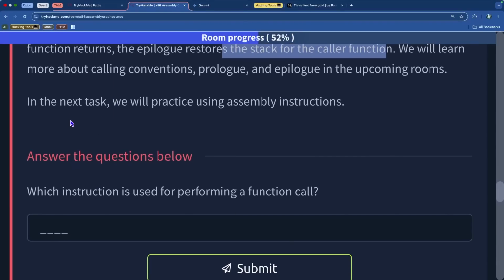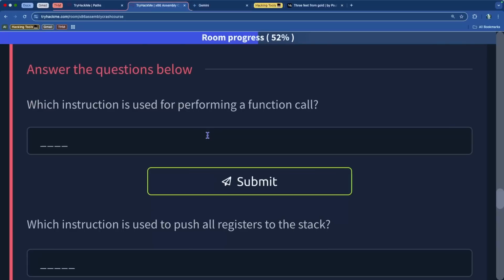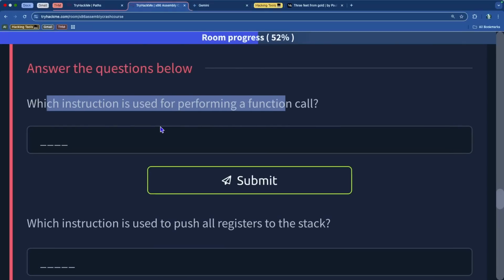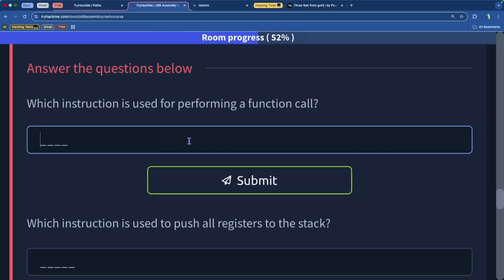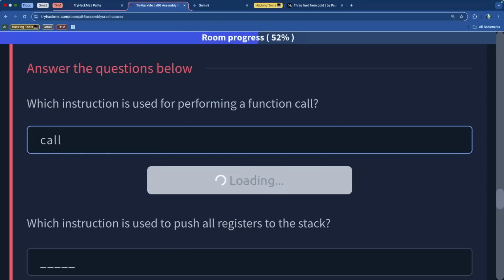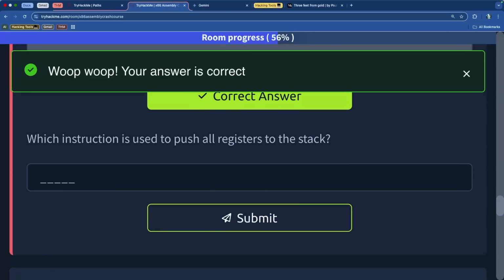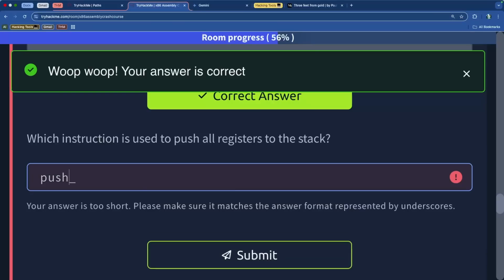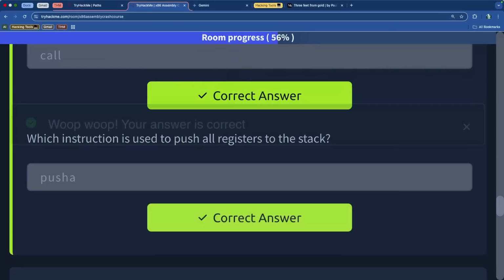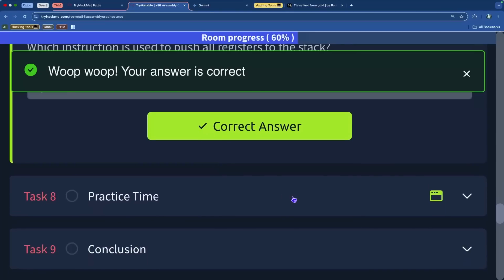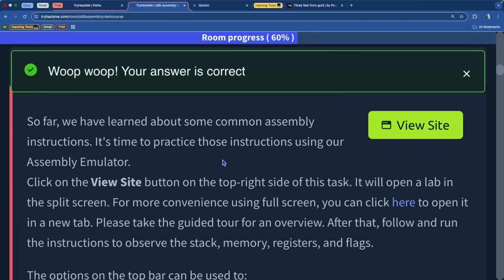So in the next task, we're actually going to practice using all these things. Which instruction is used for performing a function call? And that should be the call. Which instruction is used to push all registers to the stack? And that should be, to push all registers, it would be PUSHA. There we go. All right, let's do some practice now.